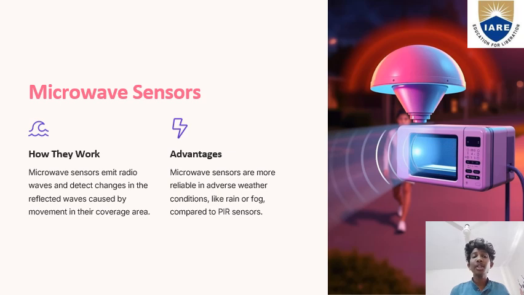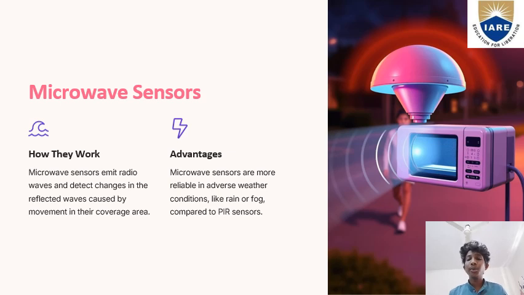Microwave sensors, how they work. Microwave sensors emit radio waves and detect the change in the reflected waves caused by movement in their coverage area. Microwave sensors emit microwave radiation, typically in the frequency range of 3 to 10 GHz. The microwave radiation is emitted into a specific detection zone. Reflection: when an object enters the detection zone, it reflects the microwave radiation back to the sensor.